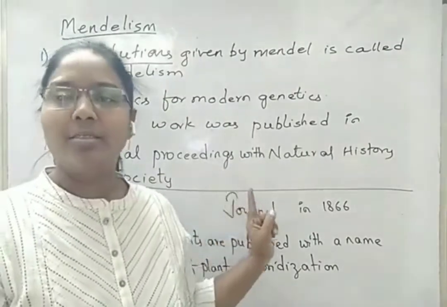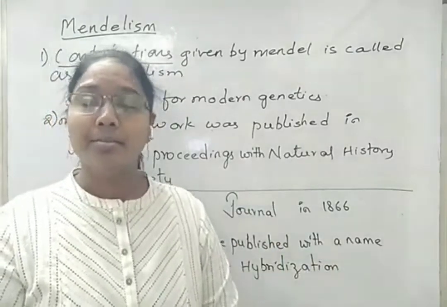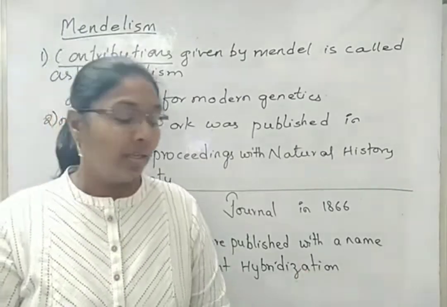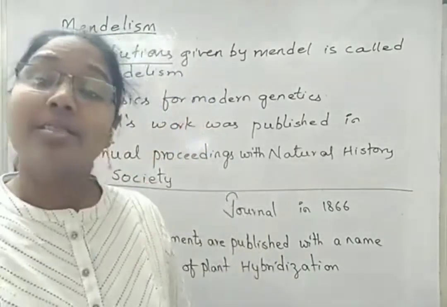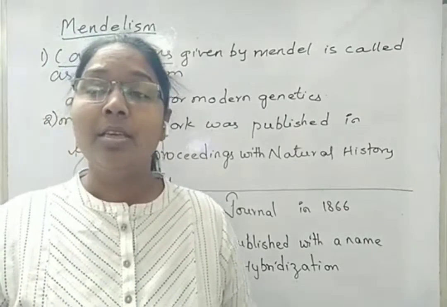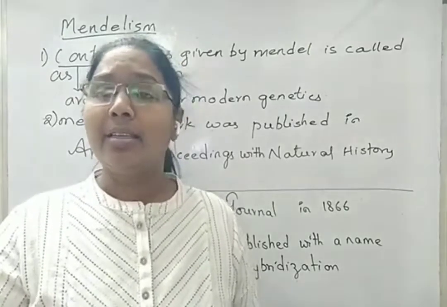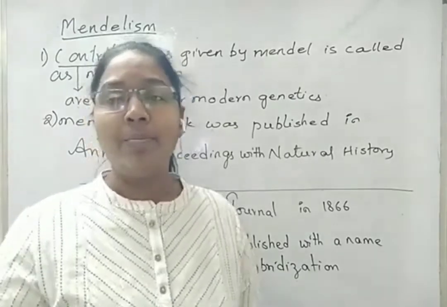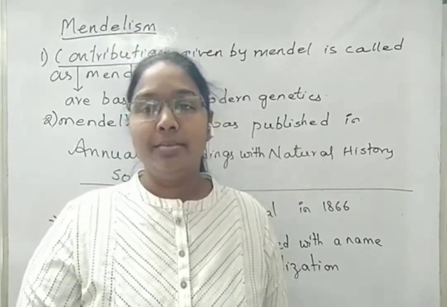This is a journal, in the year 1866. And the experiments done by Mendel were published under the name Experiments on Plant Hybridization. Mendel is considered the first systemic researcher. What is meant by systemic researcher? Systemic researchers collect samples, frame ideas, and do the experiment repeatedly, many times, and give very exact, clear, analytical details and data about their work. Their work is done very systematically.